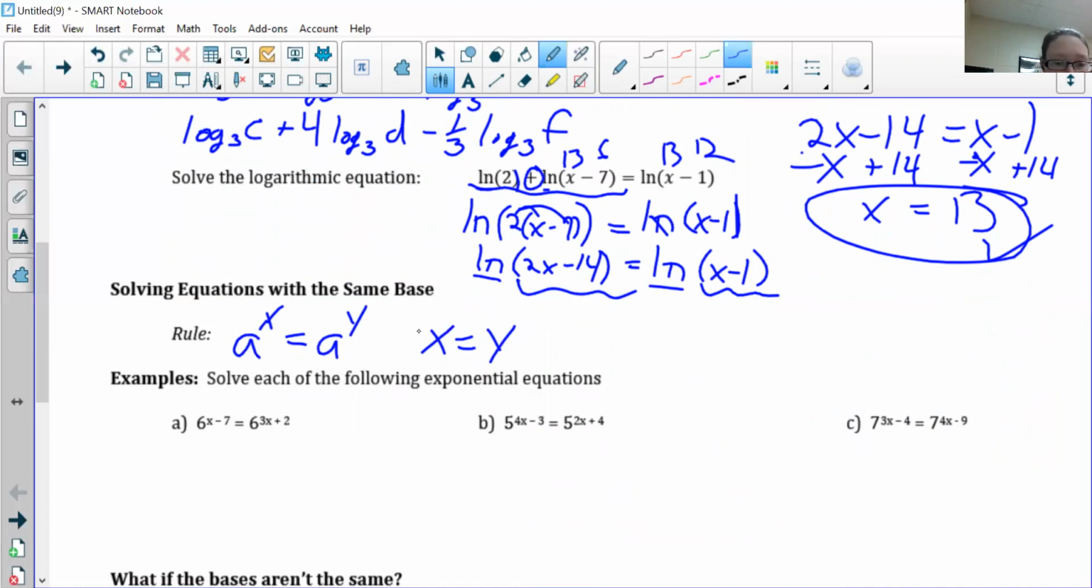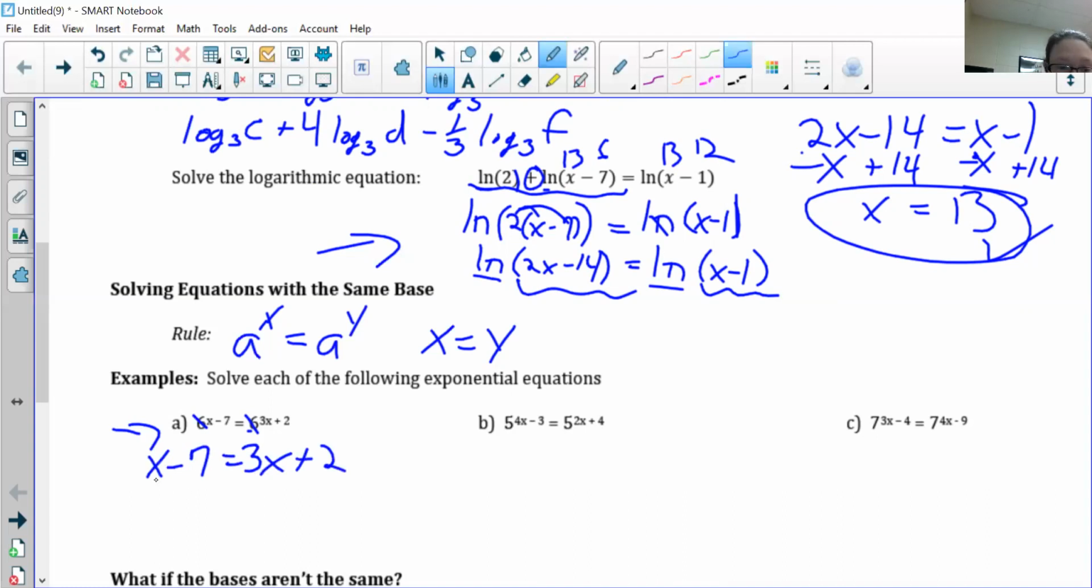So let's look at an example here. Example A. 6 to the x minus 7th power is equal to 6 to the 3x plus 2 power. All right, same bases. So in effect, we can say the bases cancel out. We don't need them. Remember how when we were solving logs up here at the top, when they were the same base, we just did away with the base and just solved for the stuff. We're doing the same thing here. So x minus 7 equals 3x plus 2, and then we just solve for x.